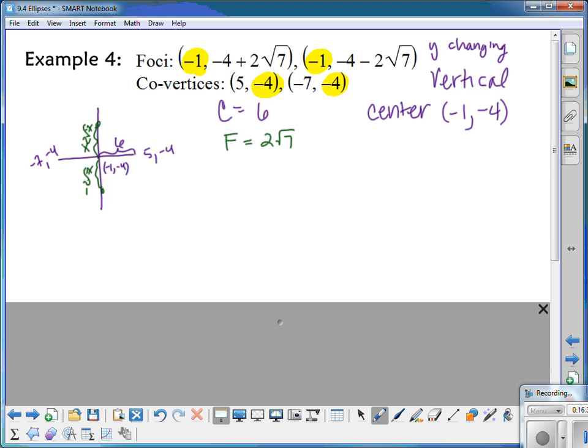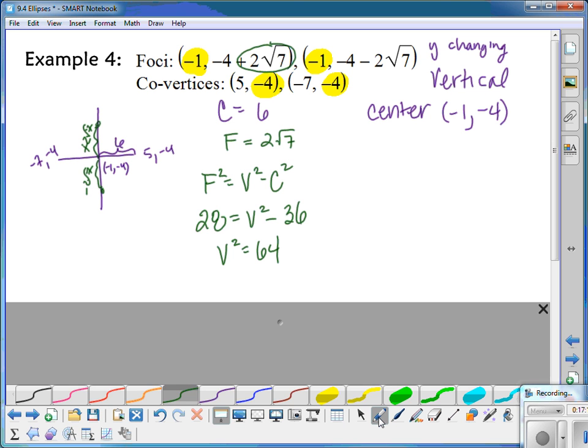So these actually, when you first look at it, they seem like they're really kind of hairy and nasty, but it really makes it obvious what the distance is to the focus because they're telling you exactly what's being added and subtracted. So if I do f squared equals v squared minus c squared, my square of 2√7 is 4 times 7, or 28. And I don't know v squared, minus 6 squared, which is 36. And so if I add 36 to both sides, I get that v squared is 64. So v is 8. Although I don't really care because I'm just writing an equation.